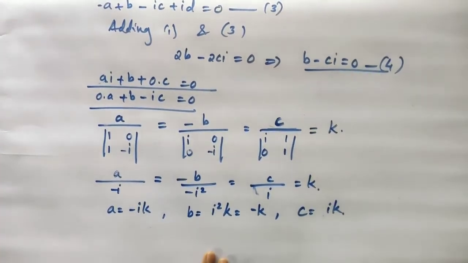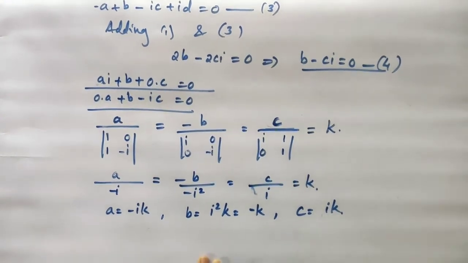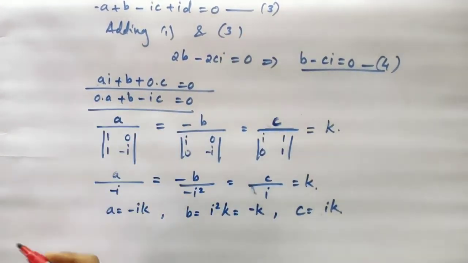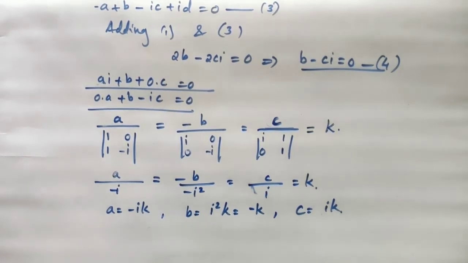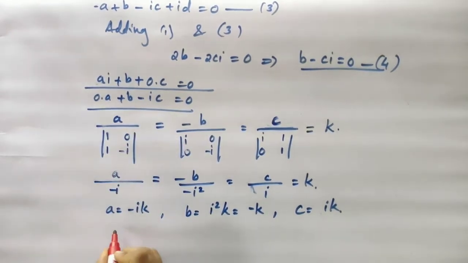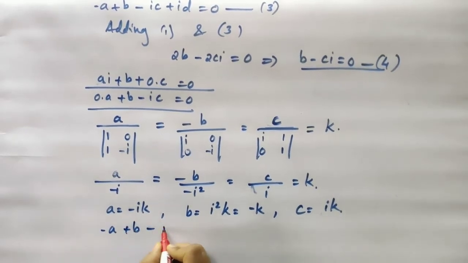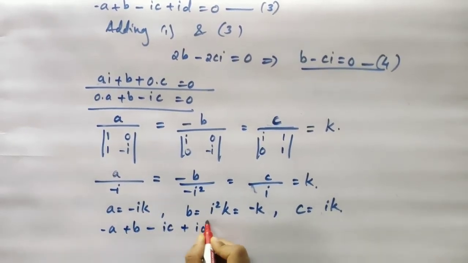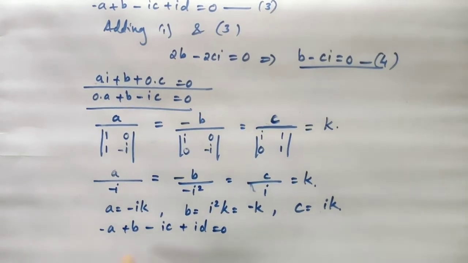You only have to work for the proportional value of D. For that, we have to consider equation 3 or equation 1, where all 4 variables are considered, or where the equation consists D. You see equation 3 and equation 1 consist D. So I am considering equation 3 here. Equation 3 is minus A plus B minus iC plus iD is equal to 0. From equation 3 we have this.